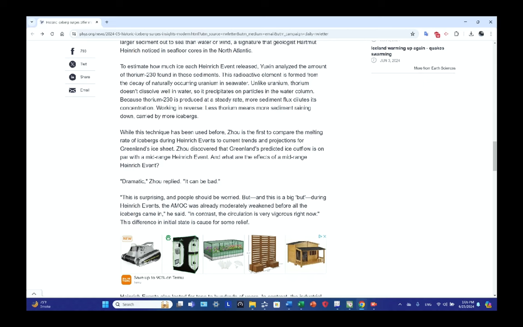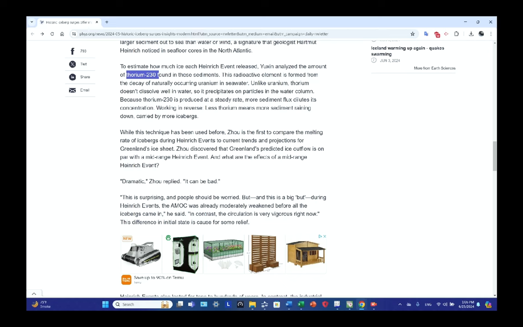To estimate how much ice each Heinrich event released, you analyze the amount of thorium-230 found in these sediments. Now, thorium-230 is the latest in isotopic fractionation analyses that is performed. It's a recent development, and it has certain advantages over uranium because it doesn't dissolve well in water. That is, thorium does not dissolve well.